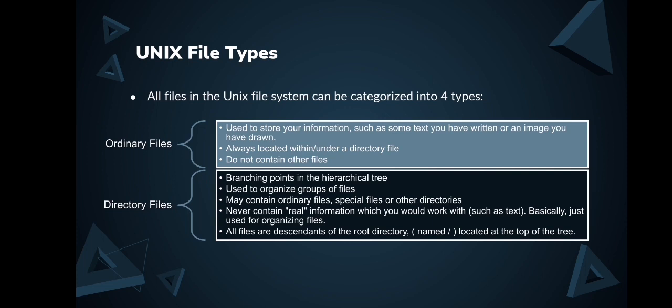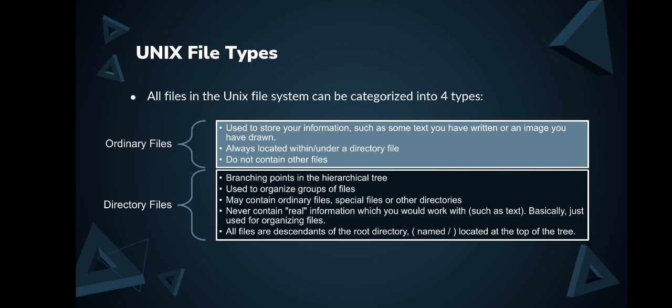Unix file types. In a Unix system, everything is treated as a file from the user's perspective. Printers and disk drives are examples of such devices. All files in the Unix file system can be categorized into four types: the ordinary files, directory files, special files, and pipes.